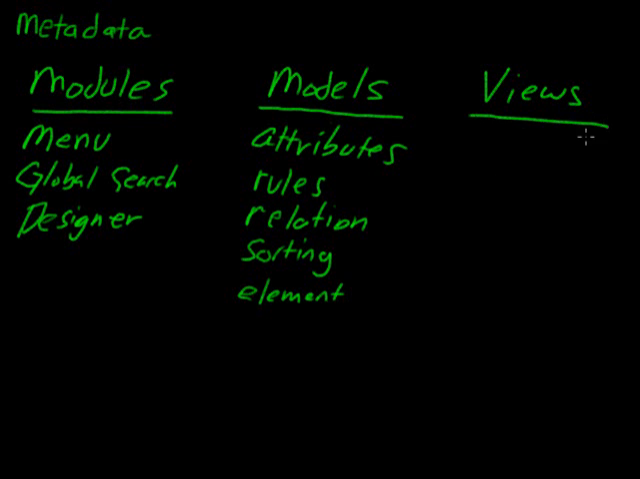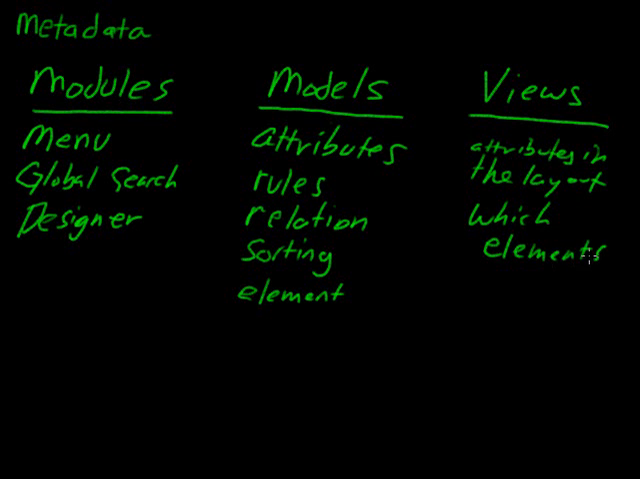And then you have views, where you're defining attributes in the layout, which elements to use. So account name is a text field, a Boolean would be a checkbox. But then you have other special ones, such as address, which uses a special element, which we're going to talk about probably in another video. And so you have these three different types.